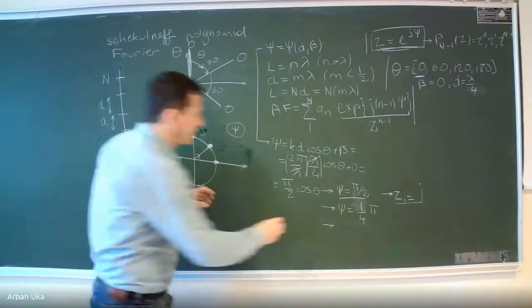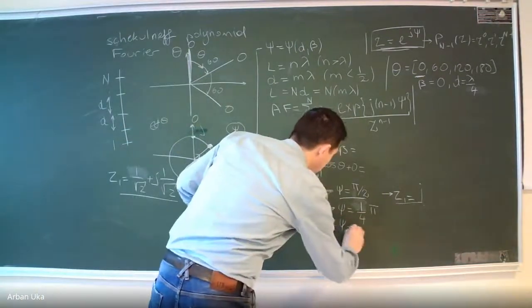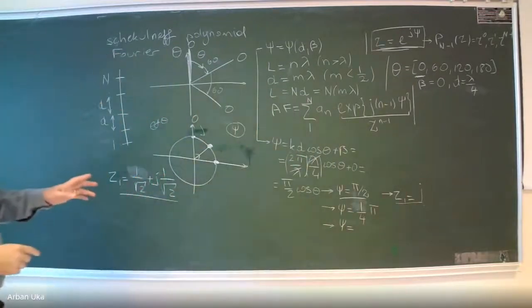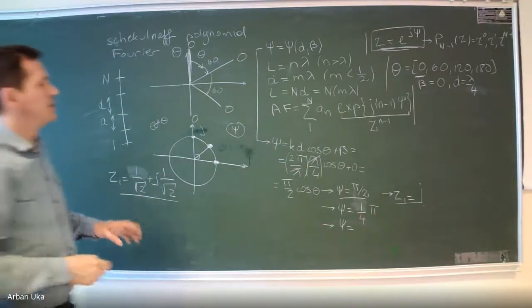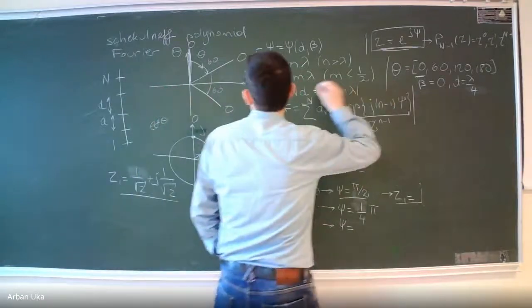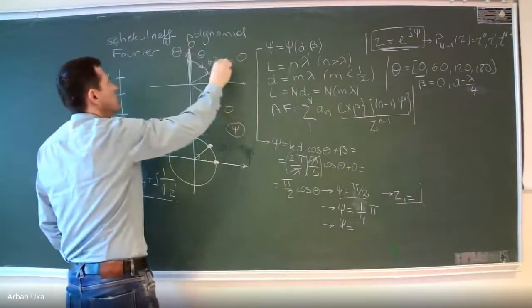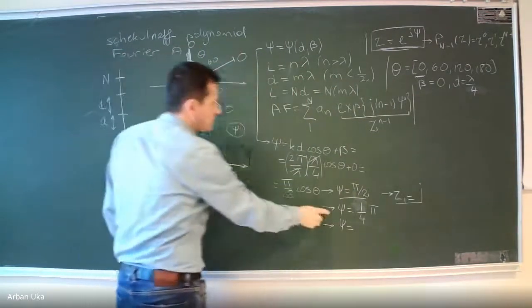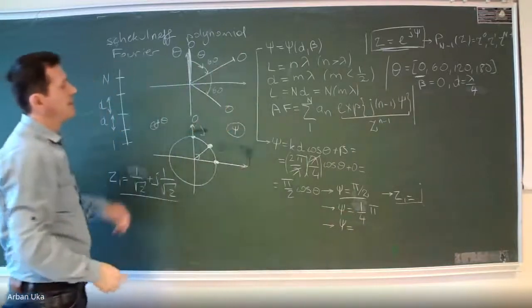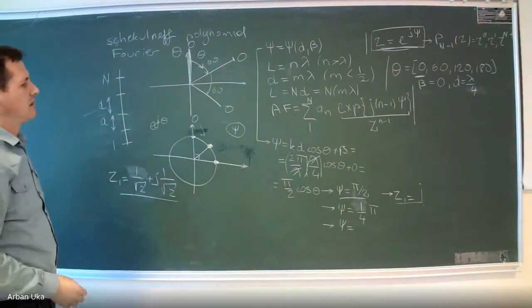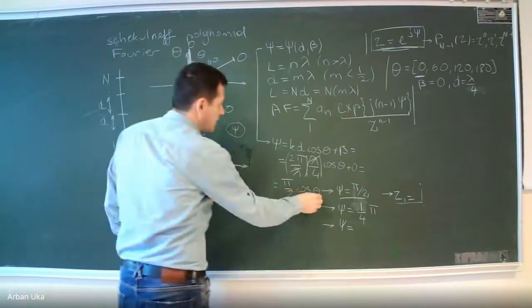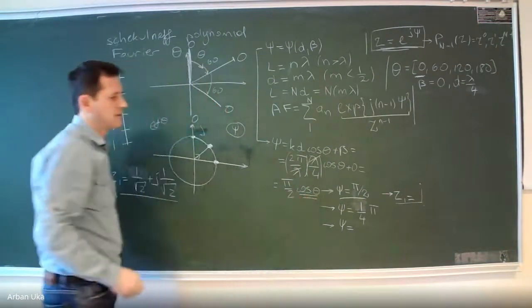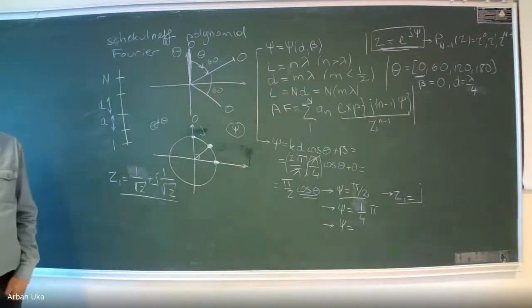Then let's try to find the next one, so that's why it's good to go back and forth. Now let's do the next step. We did theta 0, we did theta 60, and we got psi is equal to pi over 4. When theta is 120, what is cosine 120?